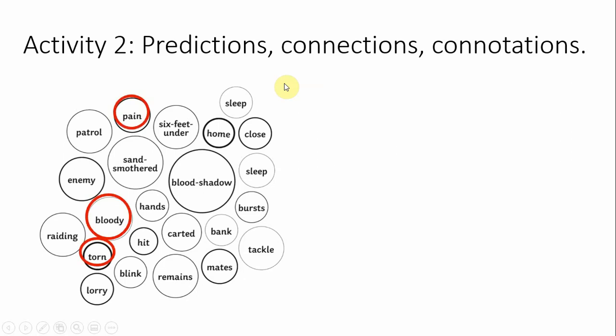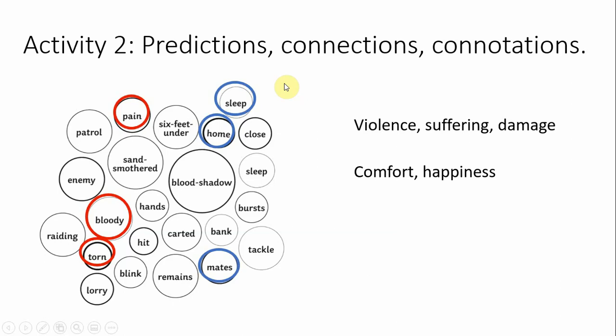First of all then, the words pain, bloody and torn jump out to me as being connected because they have all to do with violence and suffering and damage, and they suggest to me that this poem is going to be occupied with those ideas. I also found a quite contrasting collection of words, sleep, home and mates, which to me speak of comfort and happiness. And so I see a contrast here and I wonder, maybe is this poem going to be exploring the difference between these two things?